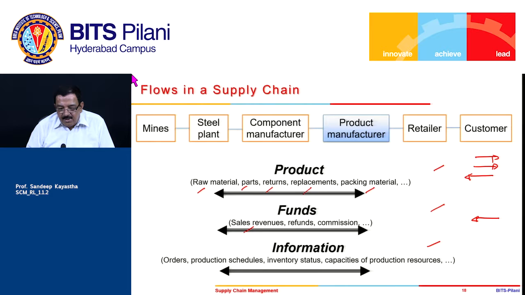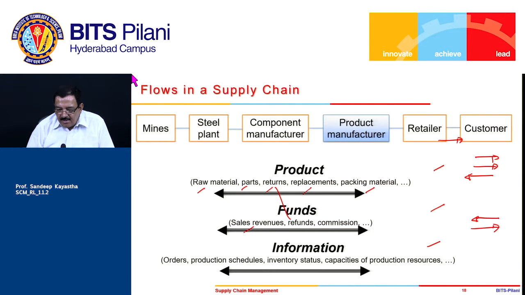Apart from that, there could be refunds. So if there is a replacement or returns, there could be a refund, and refunds are going to move in the opposite direction. So if the customer returns the product, the retailer is going to make the refund. So flow of funds will happen in the direction from left hand side to the right hand side.